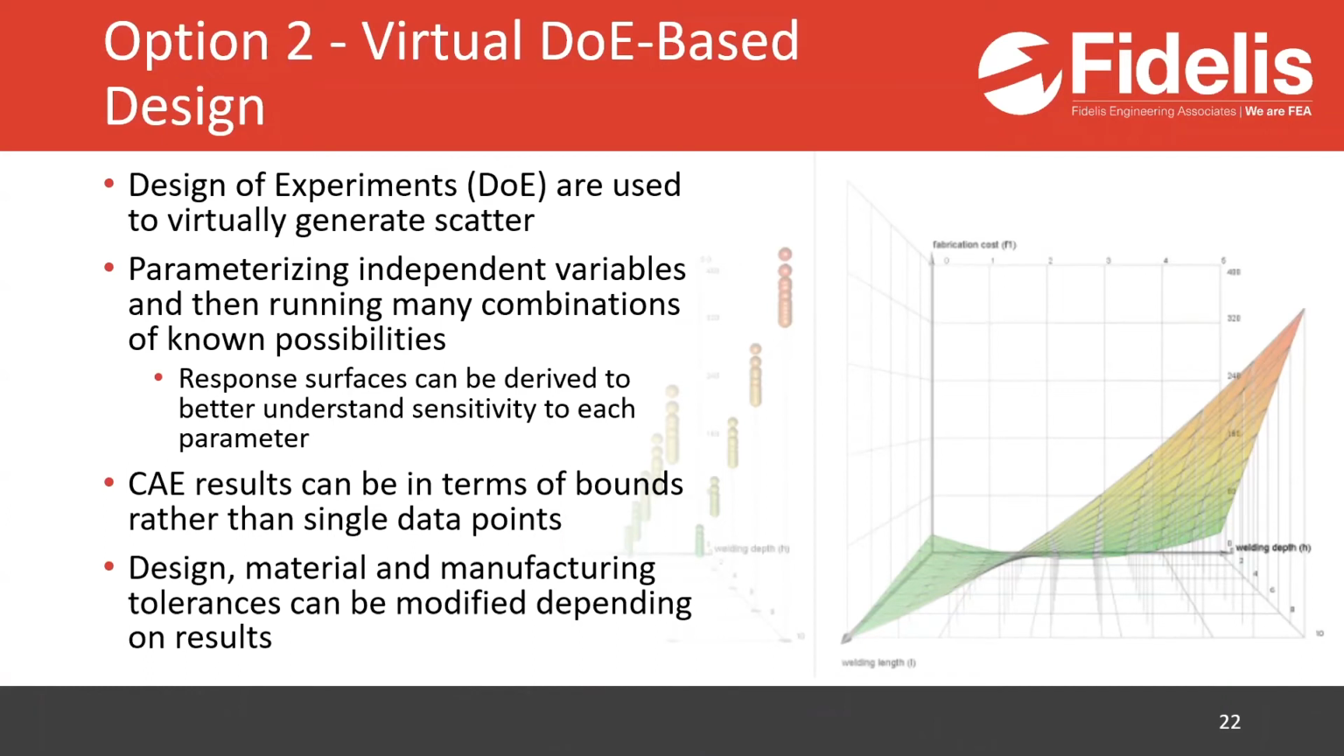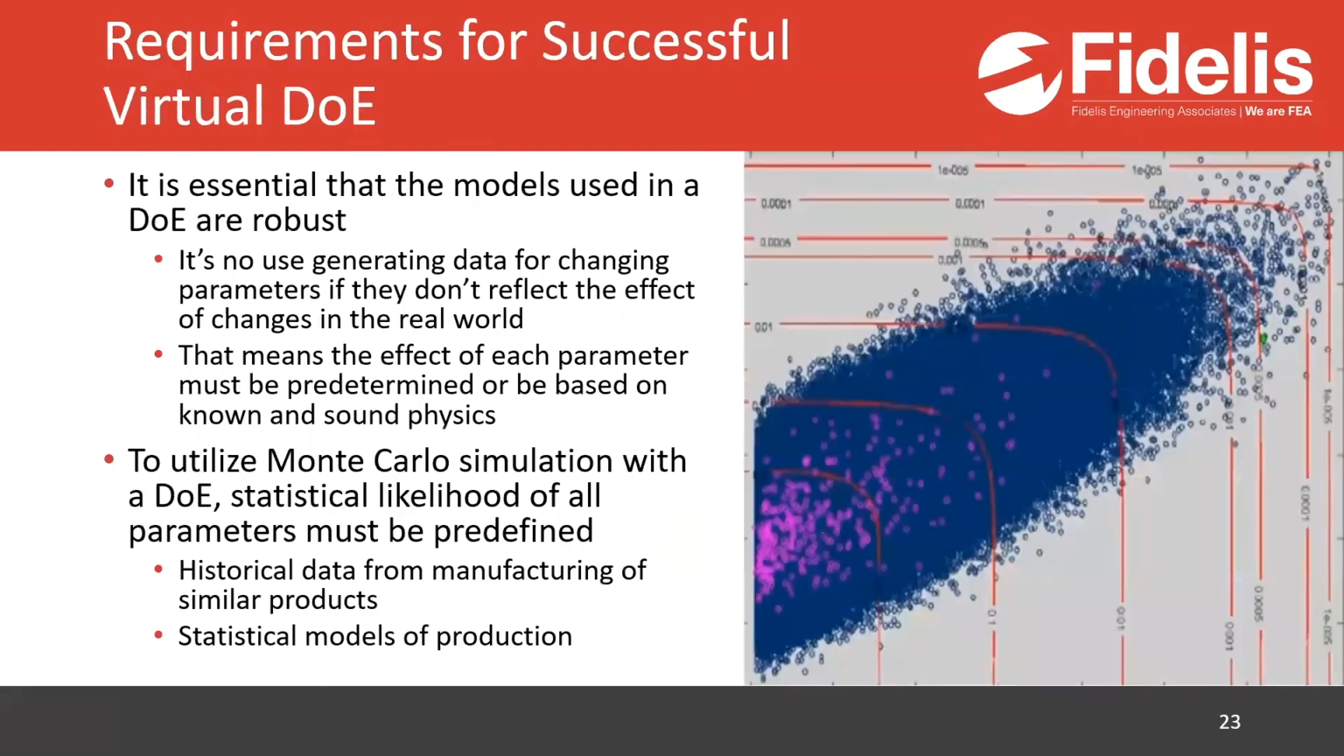So perhaps we might say, well, material had a huge impact. Let's improve our tolerance with material. Or changing this fillet from 3 millimeters to 4 millimeters gave us a giant range of data. And so we can decide where we want to spend our focus in our design process.